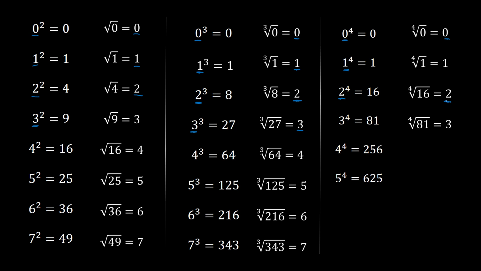Fourth root of 81 is asking what to the fourth power gives me 81. And here we see it's a 3. 3 to the fourth power is 81. The fourth root of 256 would be the 4, and the fourth root of 625 would be 5.